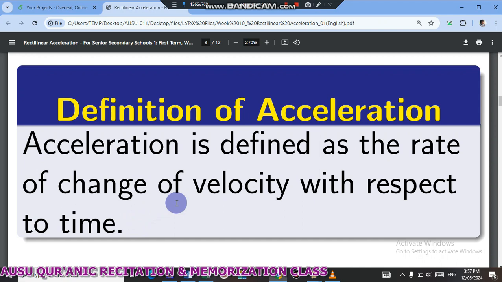So if I say the acceleration of an object is 2 meters per second squared, what I mean is that after every 1 second its velocity is increasing by 2 meters per second. If the initial velocity is 20 meters per second, in the next 1 second it will be 22, the next 1 second 24, then 26, then 28, and on and on. This measurement is what is called acceleration, the rate of change of velocity with respect to time.